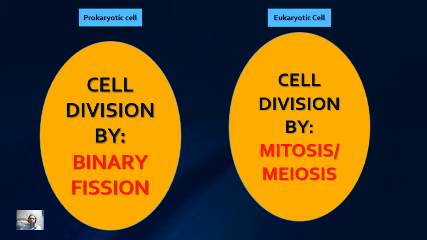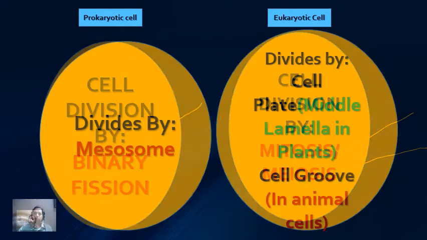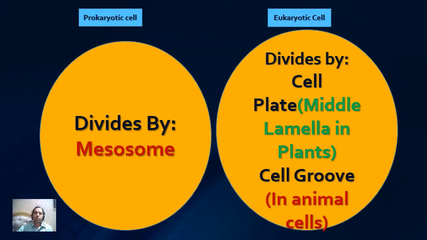Next difference is the division of the cell. Frequently it occurs by binary fission. Binary means 2. The cell divides into 2 equal or unequal cells when conditions are favorable, during 20 minutes. For example, pH, temperature, and food. On the other hand, the eukaryotic cell divides either by mitosis or meiosis. In mitosis, the number of chromosomes remains constant, and in meiosis, the number becomes half.